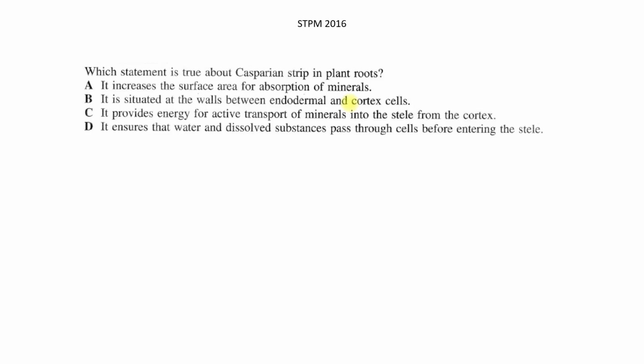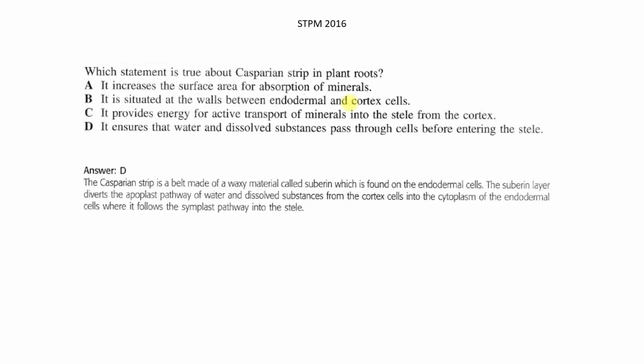What about this question? 1 minute. Done. Which statement is true about the Casparian strip in plant roots? Does it increase the surface area for absorption of minerals? It is situated at the walls between endodermal and cortex cells. It provides energy for active transport of mineral ions into the stele from the cortex. It ensures that water and dissolved substances pass through cells before entering the stele. So the answer is D, yes.